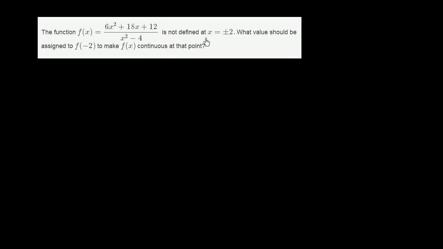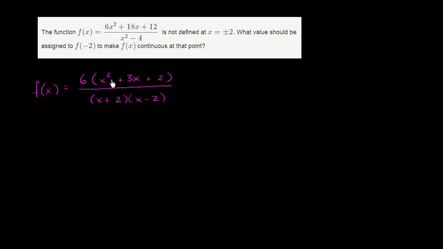So they say, what value should be assigned to f of negative 2 to make f of x continuous at that point? So to think about that, let's try to actually simplify f of x. I'll just start simplifying right from the get-go. In the numerator, I can factor out a 6 out of every one of those terms. So it's 6 times (x squared plus 3x plus 2) over, and then the denominator, this is a difference of squares. This is (x plus 2) times (x minus 2).